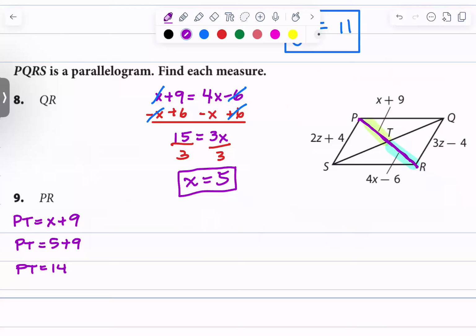Now, do I have to go and get RT, that value? Why? Do you know what RT is already? Without plugging it in, I can literally go 4x minus 6, 4 times 5 minus 6, which is 20 minus 6, which is 14. Well, we already know it's 14, right? Because we got PT, and they're congruent to each other. So we could just multiply it by 2 and get 28.